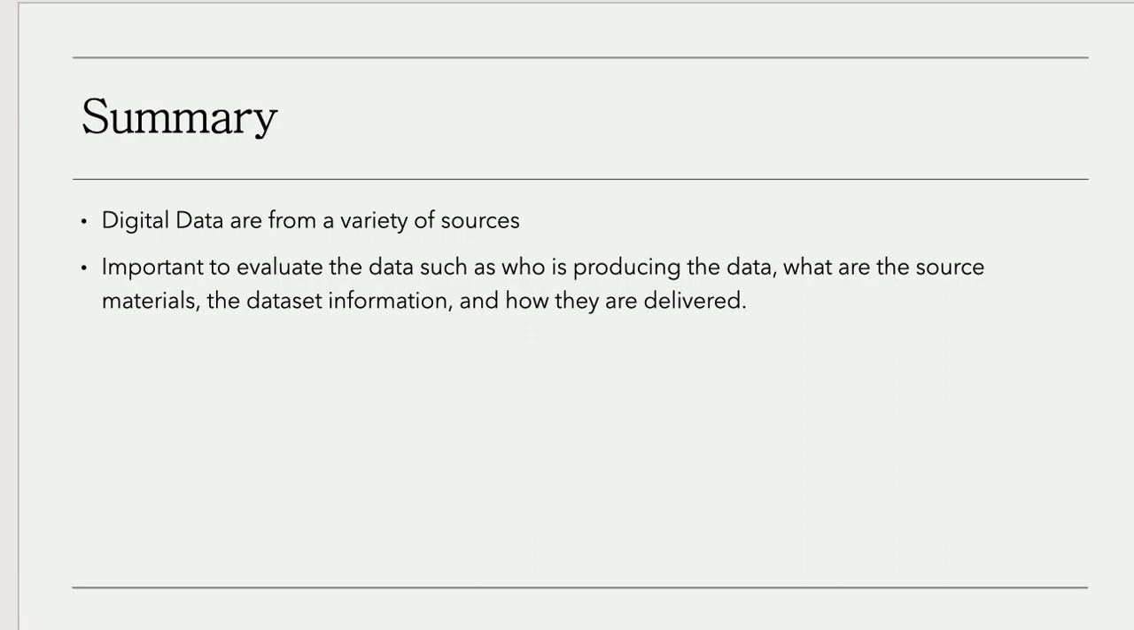For summary, digital data are from a variety of sources, like we just saw: digital images, national land cover data, or digital census data. And from reading your chapter, you could see you could look at wetlands or soil for a specific region. So it's also important to keep in mind that it's important to evaluate the data that you're using in GIS, such as who is producing the data, what are the source materials, the data set information, and how they are delivered. So we have been using ArcGIS Online to look at the data in Living Atlas or ArcGIS Online. And when we click on each data set, it does provide us information on who created it and what are the source materials.